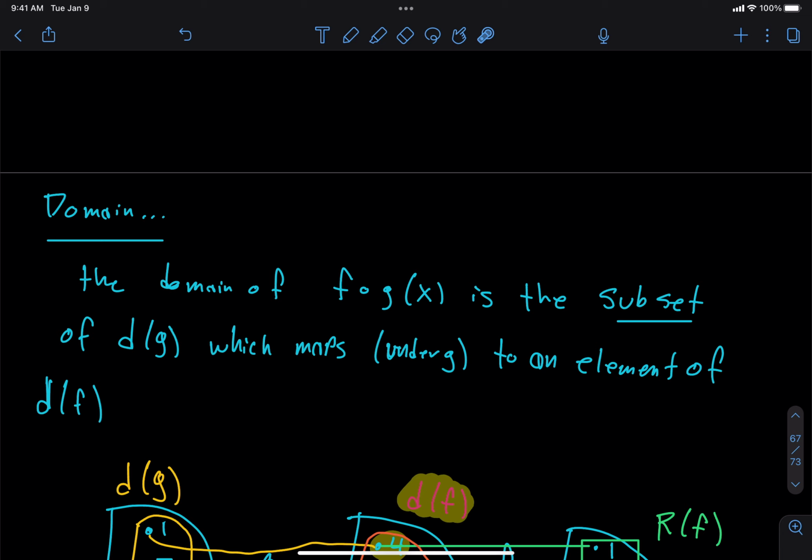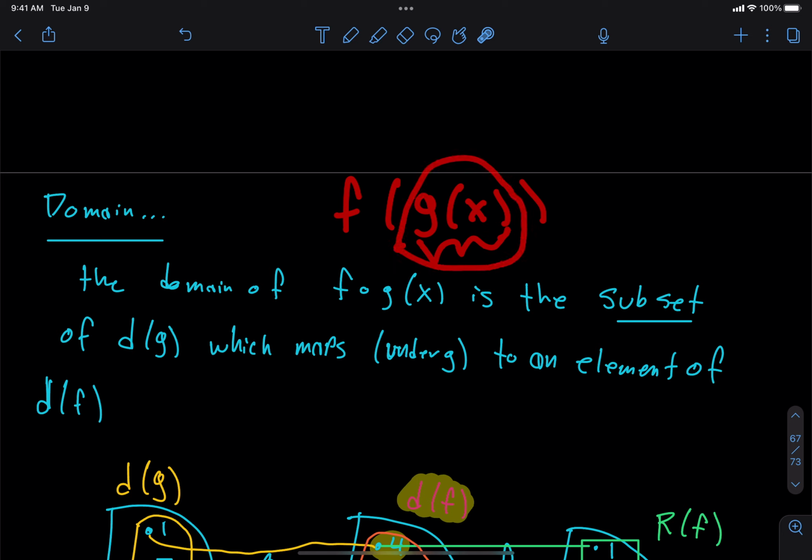Okay, so what do we need to be true? If we're going to evaluate f of g of x, first and foremost, we need to be able to do g of x, right? If x is not in the domain of g, we're screwed from the start. But more so than that, we also need whatever g does to x, we get a new number, yes? And that number must also be in the domain of f, so that I can do the f part of the function. Okay, so let's see what the picture looks like.